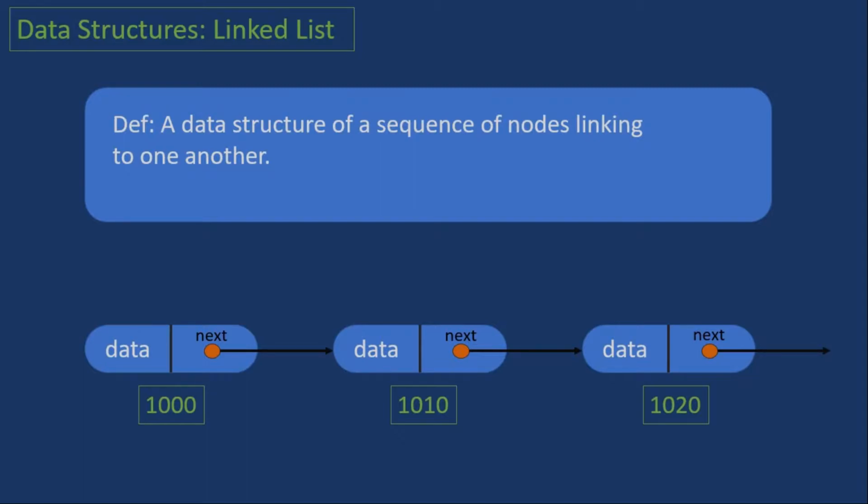What is a linked list? It is a node-based data structure, and the quick definition of a data structure is that a data structure is a way a computer organizes data mainly to improve efficiency. So with linked list, we have a sequence of nodes linking to one another.